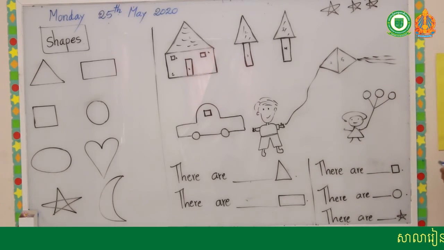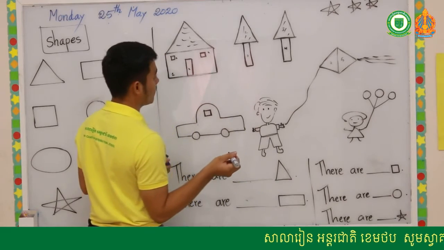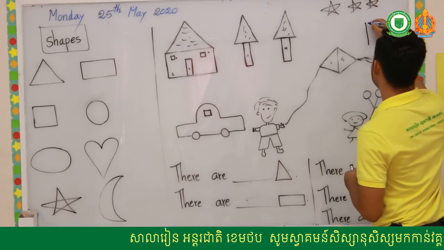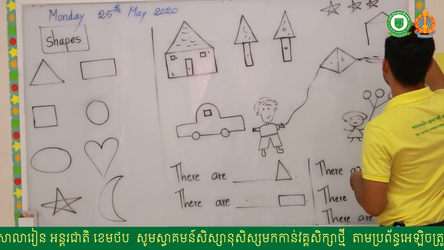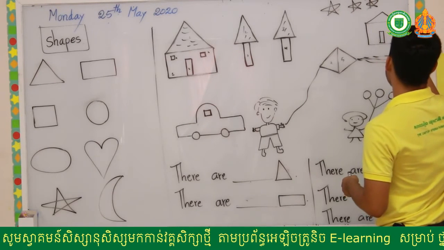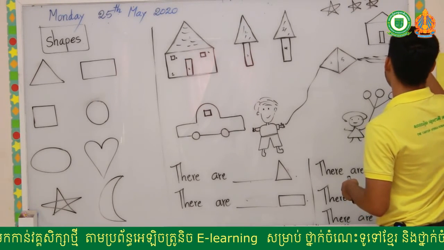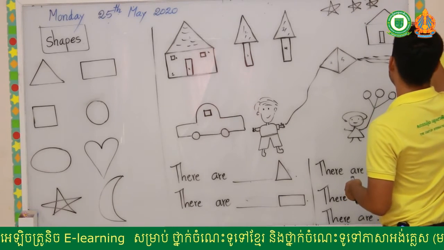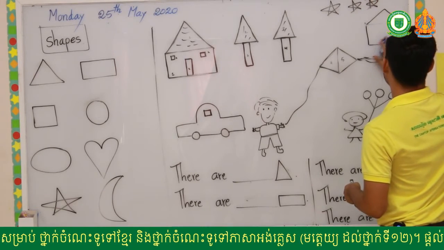Okay, so what you're going to find is, okay, I will draw one more house here. Okay, one more house here.